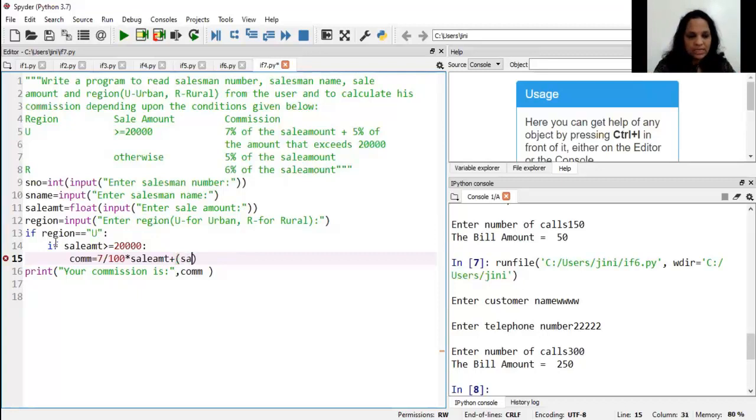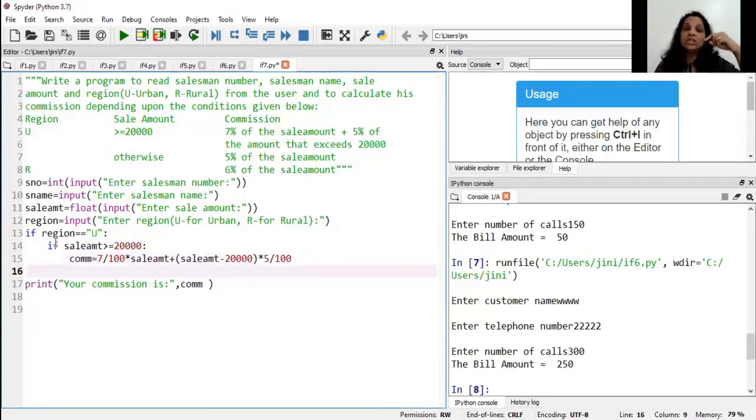So I have sale amount minus 20,000. That's my extra that I have done. And for that, they are giving me how much percent of commission? 5%. So into 5 divided by 100. Okay, so this is if you are in the urban region with a sale amount greater than 20,000.